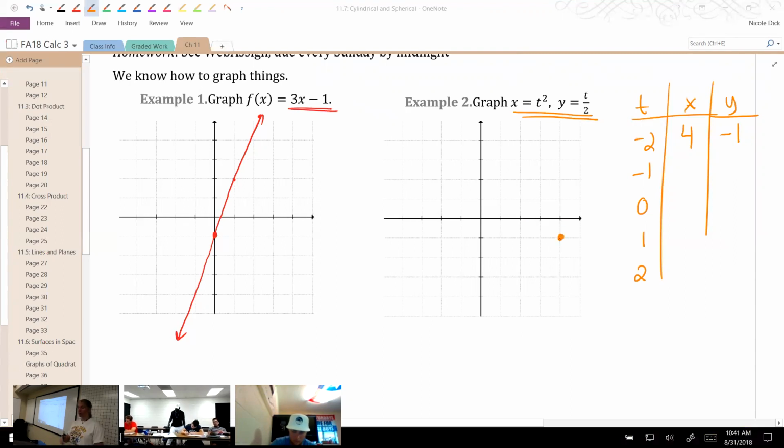We can continue doing that with the rest of the points, just going back and substituting into x, substituting into y. Eventually we'll get a fairly good idea of what the path is of whatever this is, in this case, that this object is tracking. 2 squared is 4. So if I graph the rest of those points, 1, -1/2, 0.